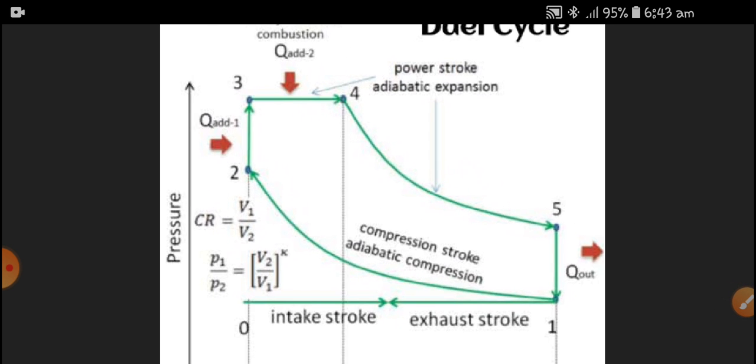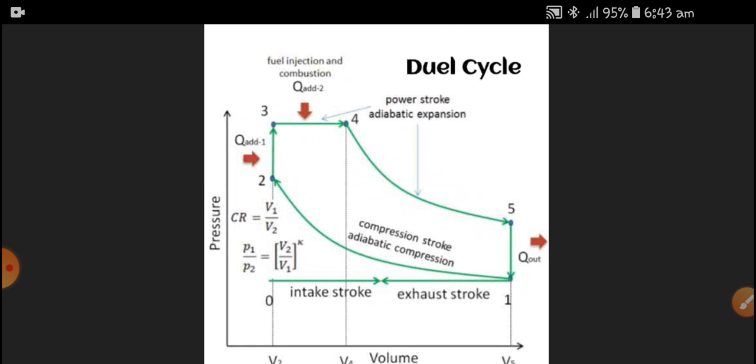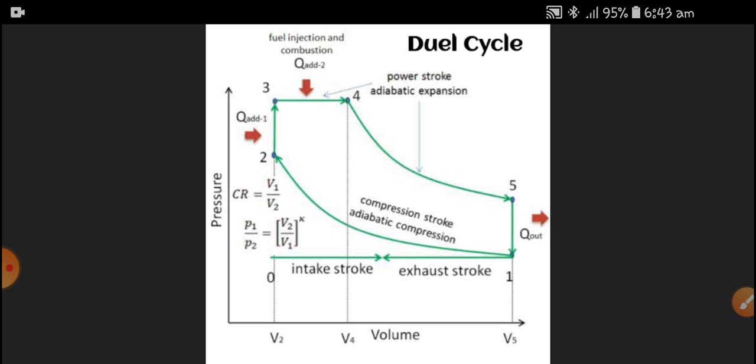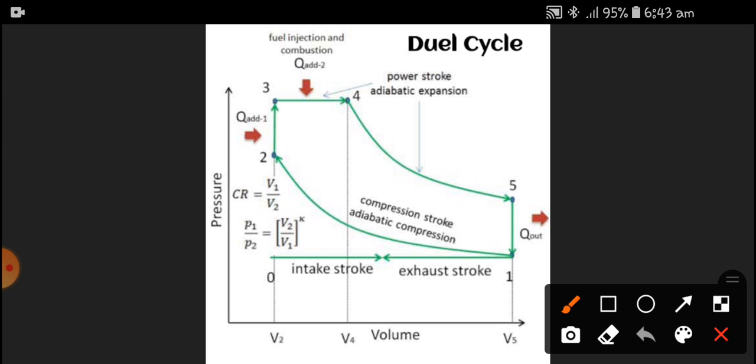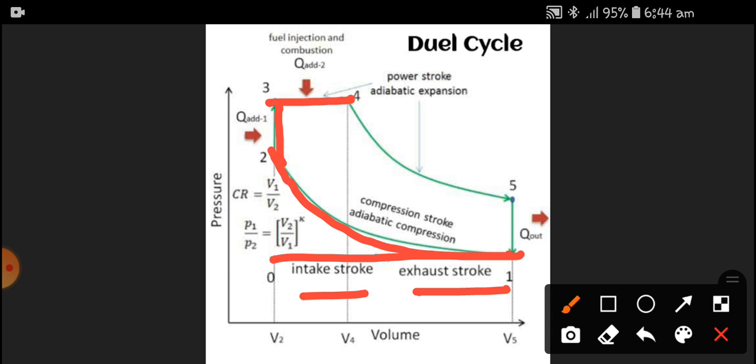Next is the dual cycle. All the high speed engines are following this dual cycle. This is also an actual cycle where heat addition is done twice. One is at constant volume and one at constant pressure. So it is also used in actual engines. So the pumping cycle is there, so inlet and exhaust stroke happen, then adiabatic compression, the first heat addition at constant volume and the second heat addition at constant pressure, then adiabatic expansion and constant volume heat rejection.